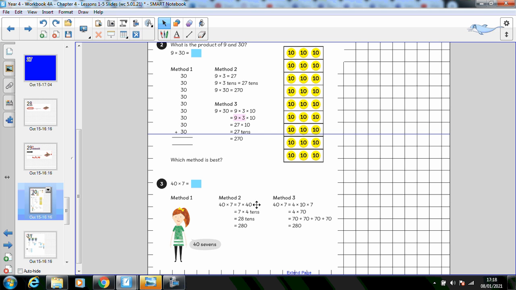Do you see what happens when instead of saying 40 we say 4 tens? We know from our fact family triangle, from our prior knowledge, that 7 times 4 is 28. So 7 times 4 tens is 28 tens, which is the same as 280.